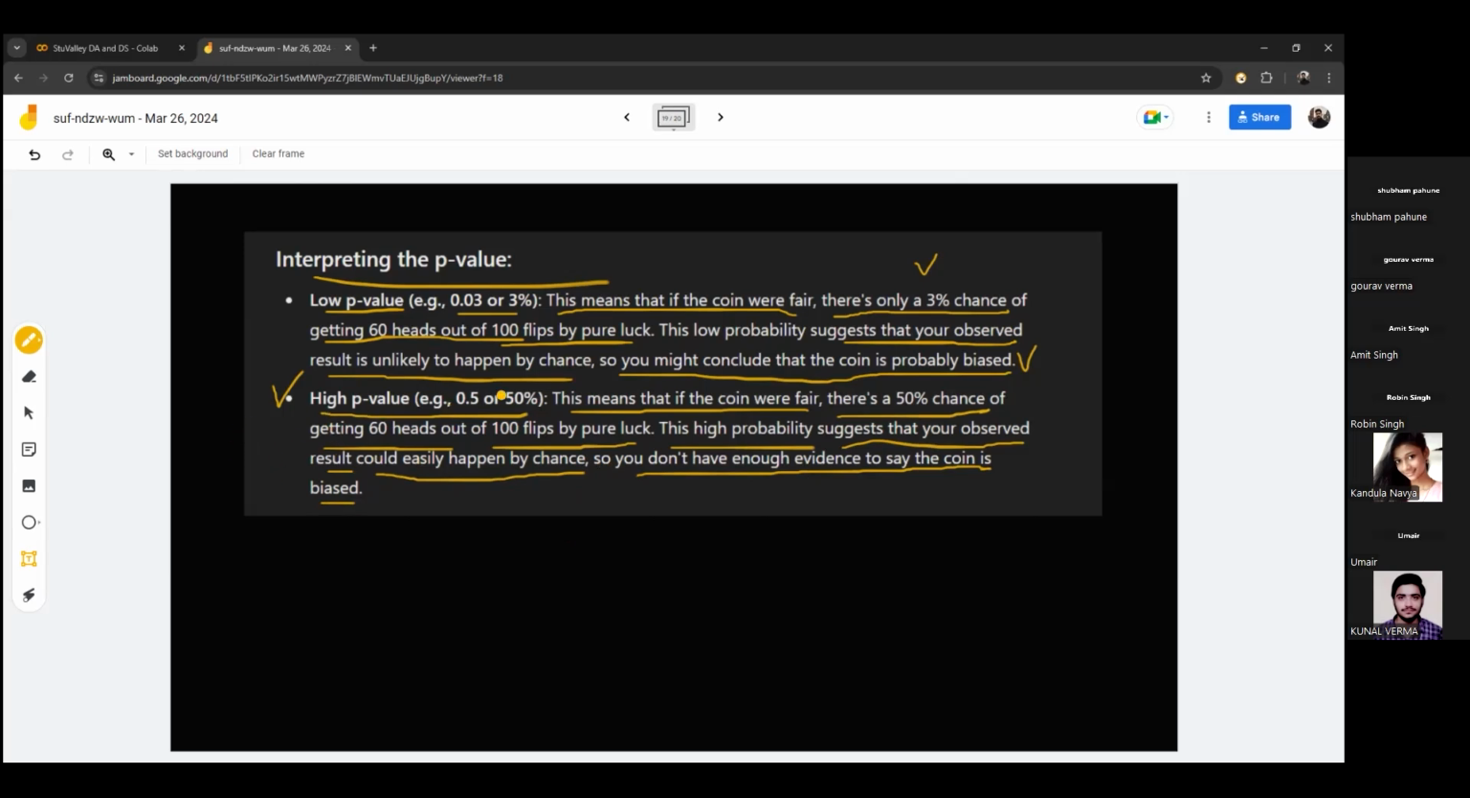If you get your p value less than 0.05, we can easily say that we have to reject the null hypothesis, and if the value is more than 0.05, we will accept the null hypothesis, right? So it's very easy.